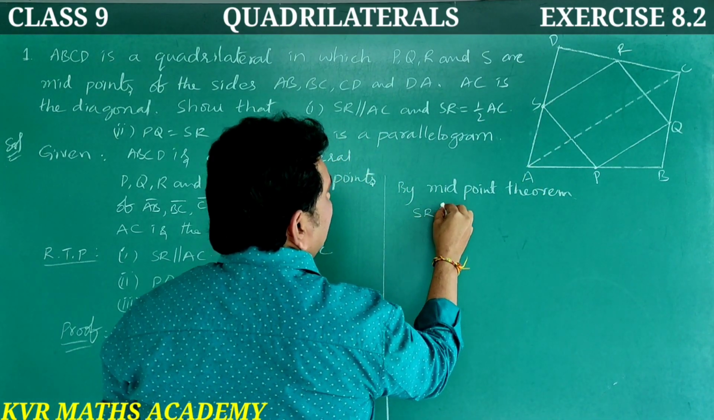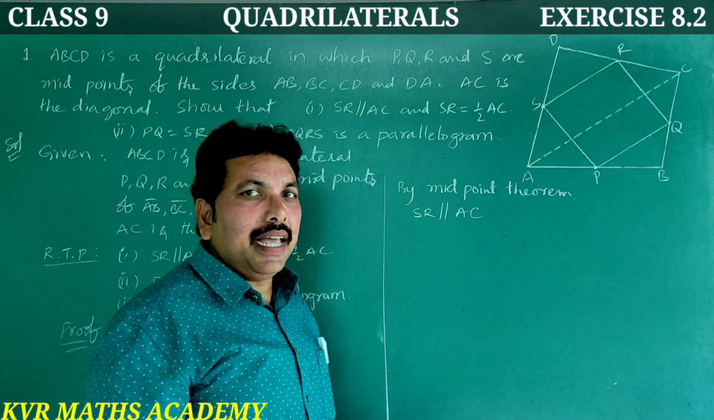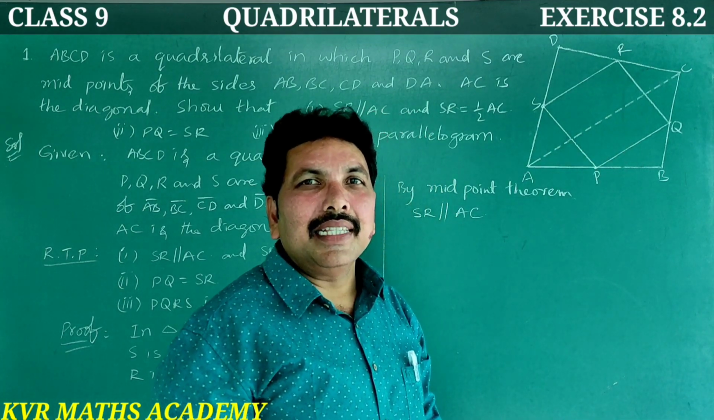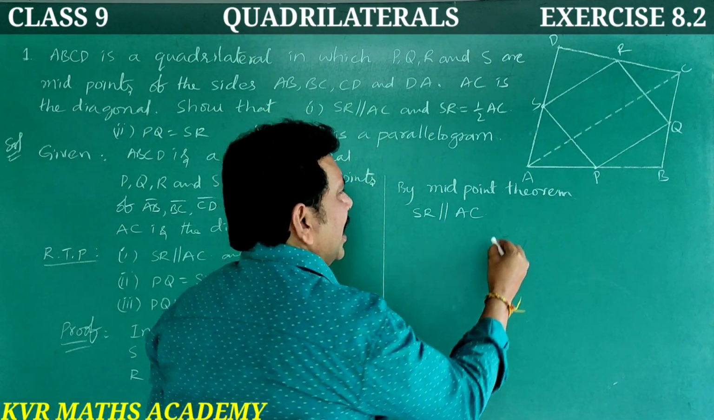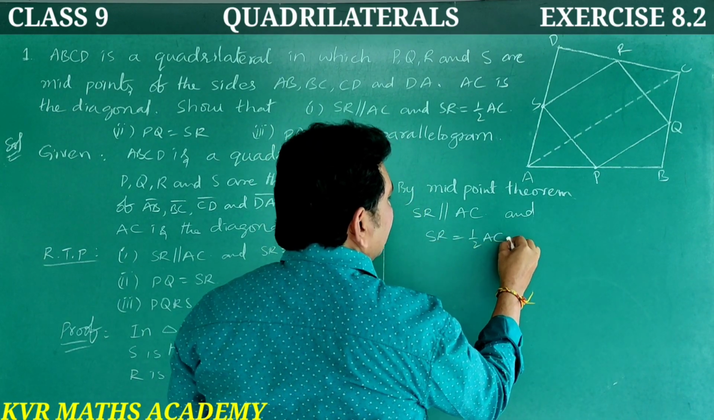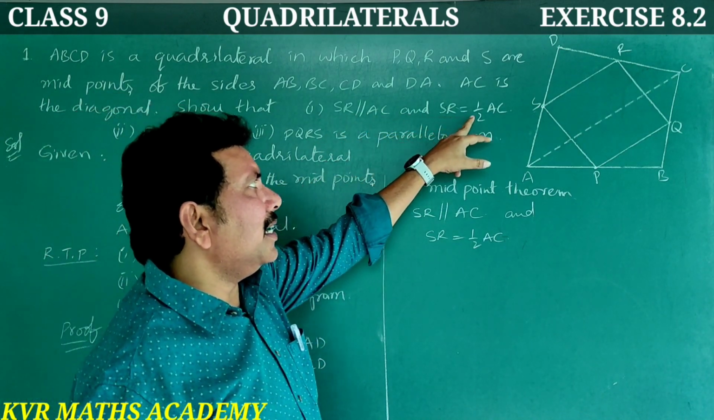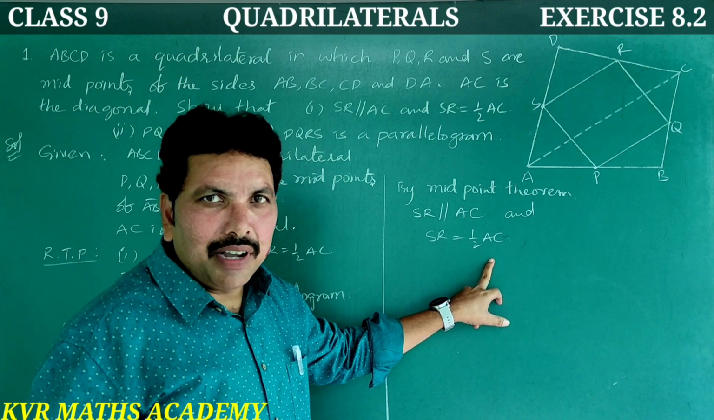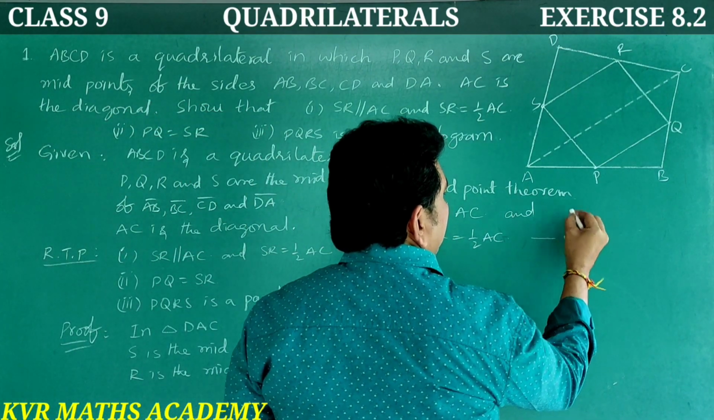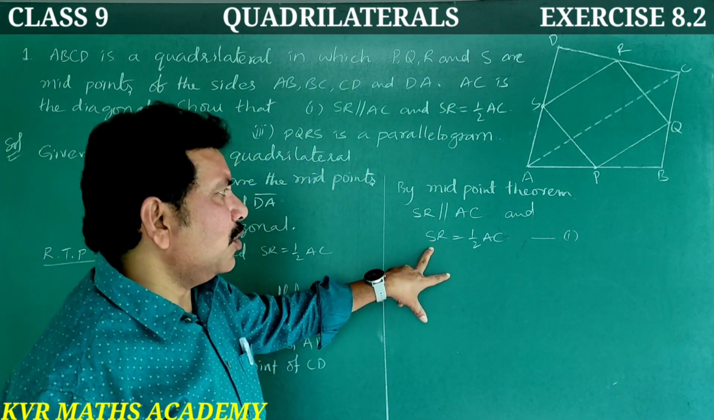SR is parallel to AC as well as SR is half of AC. SR is equal to half AC. Isn't it? So we have proved, or not? SR is parallel to AC and SR is equal to half AC. We have proved. So take this as equation number 1. SR is equal to half AC, we have taken it that way.